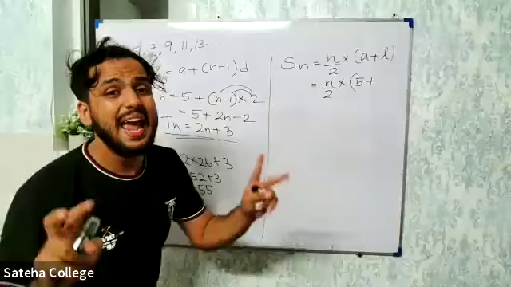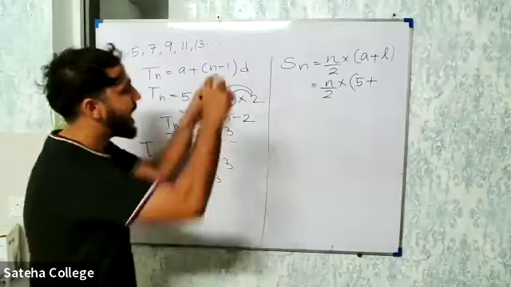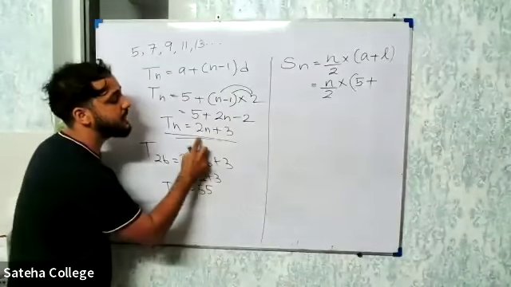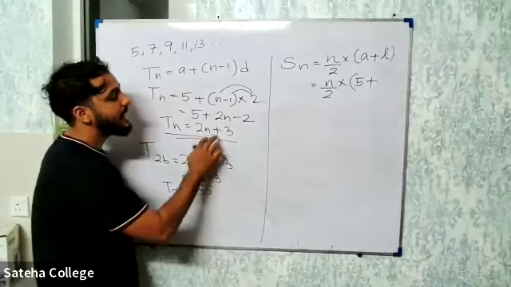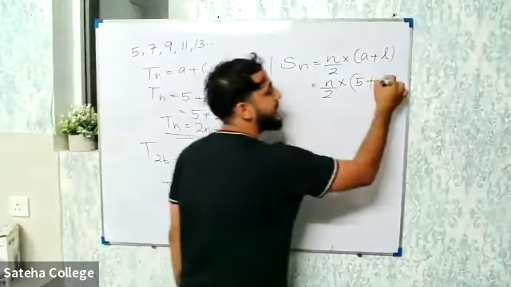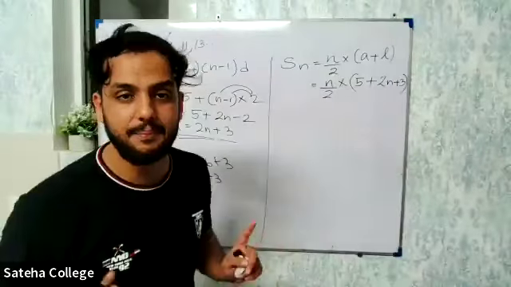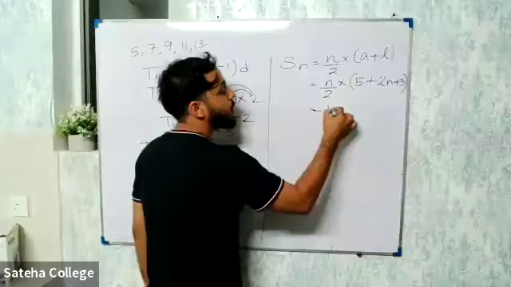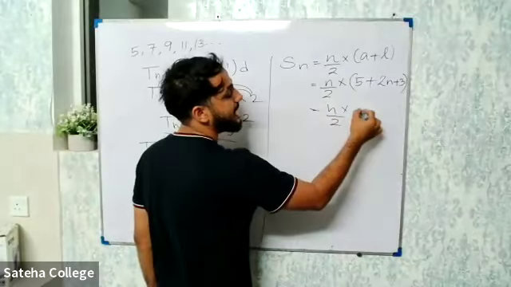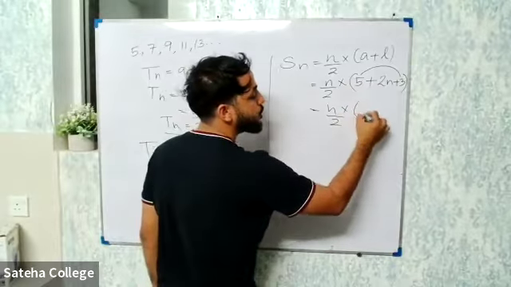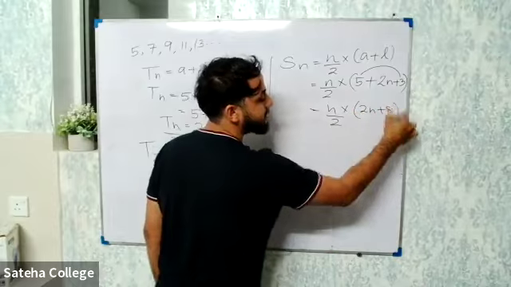If I assume n is my last term, I can put the value of n here, and for the last term, Tn is equal to 2n plus 3. So that is my last term, 2n plus 3, in terms of n. So n over 2 into 2n plus 5 plus 3, that is equal to 8. Right. So 2n plus 8.